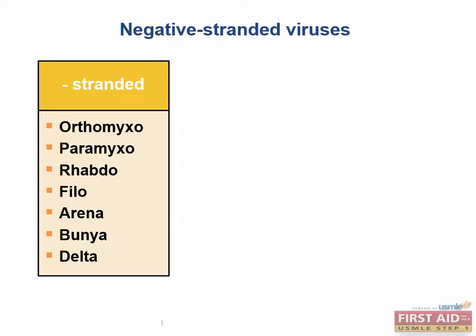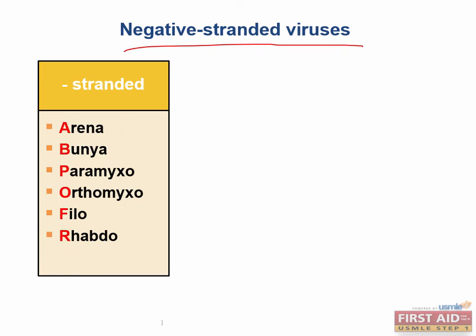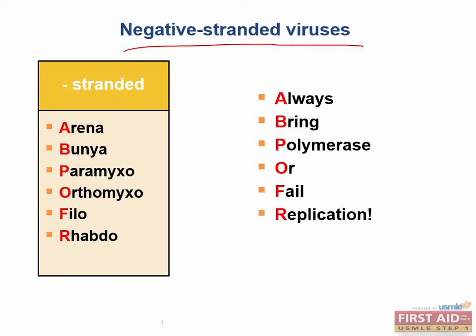Now that I've thrown a whole bunch of information at you all at once, let's take a moment to digest it all. Here again is the list of the negative-sense, negative-stranded RNA viruses. Now if we rearrange them, we can come up with a great mnemonic to help us remember these viruses. Always bring polymerase or fail replication.